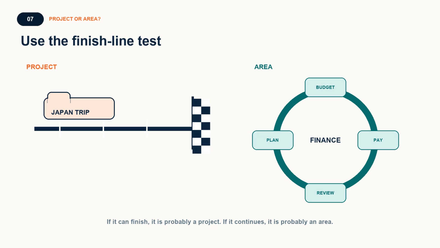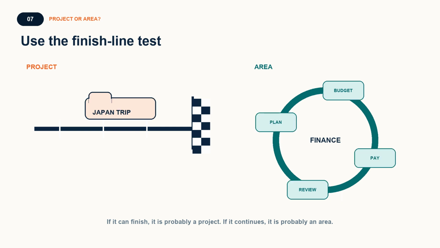Plan the Japan trip can end, so it is an active project. Maintain household finances continues, so it is an area. A monthly budget template belongs in the finance area. This month's mortgage refinance application belongs in active until the application ends.